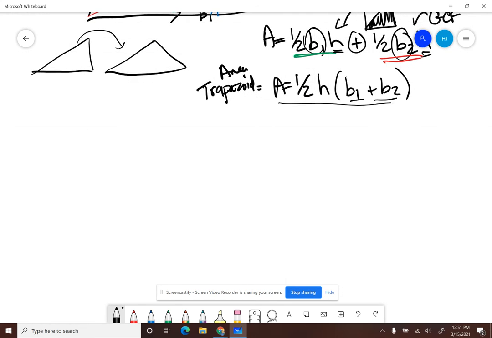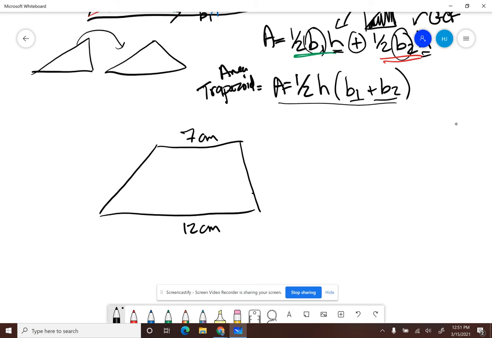And again, this is my formula that I'm going to use. So I'm given something that looks like this, and 7 centimeters and 12 centimeters. And they're telling me that the vertical height is 6 centimeters. Okay. So again, I could call this one base 1. It wouldn't really matter which one's which, again, because it's commutative. And this would be base 2. So it kind of looks like the mid-segment stuff we did before. But again, area equals 1/2 the height times base 1 plus base 2.